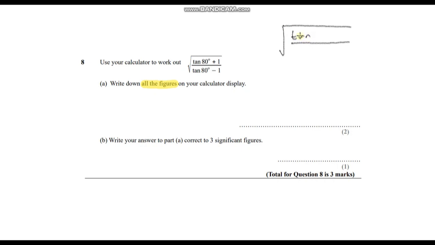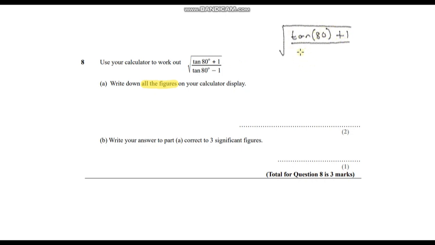Now when you type in the tan button, it should automatically open the brackets for you. So you're going to type in 80 degrees. Make sure you close your brackets. If you don't close your brackets, then when you press +1, it will take the tan of 81 degrees. We're not working out the tan of 81 degrees. We're working out the tan of 80 degrees, plus 1. So whatever the answer to the tan of 80 degrees is, we're adding on 1. So we need to make sure we close our brackets.